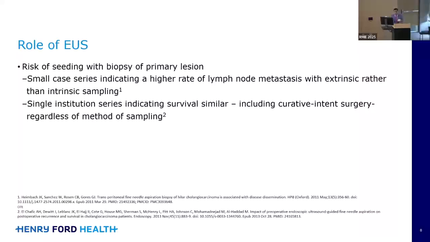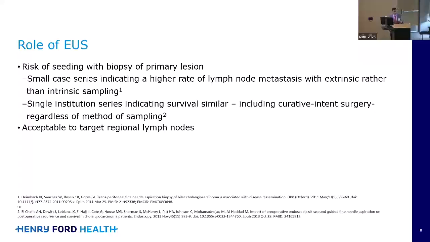So, role of EUS. This was something Ken had pointed out in his dogma talk the other day: the risk of seeding with biopsy of the primary lesion, the 83% that develop peritoneal mets. It's interesting that the case series was just so small, so there's still a little bit of eye rolling, although this has been accepted pretty much everywhere that we don't sample a hilar mass. We don't primarily sample a hilar mass with EUS FNB unless they're clearly not a surgical or transplant candidate. There was a single institution series indicating survival was similar, including curative intent surgery, but really that is not something that you want to go into without a clear discussion.